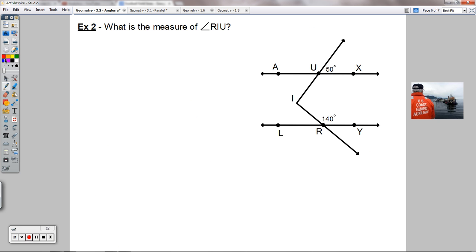All right, let's talk about example 2 now. What is the measure of angle RIU? So looking at the picture, I don't think it's very clear what that's going to be initially. So we got RIU. It's kind of in the middle of these lines. Are these lines parallel? Well, we can't assume that based on the information in the picture.